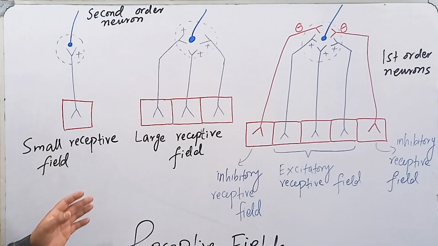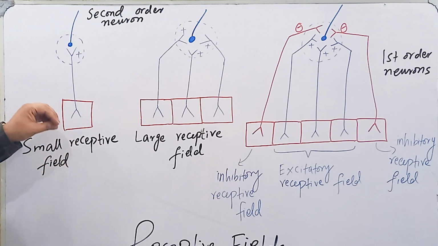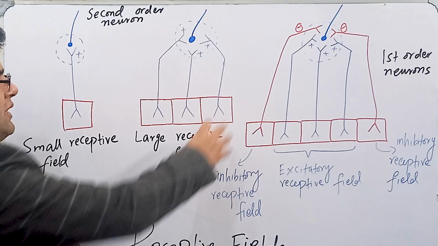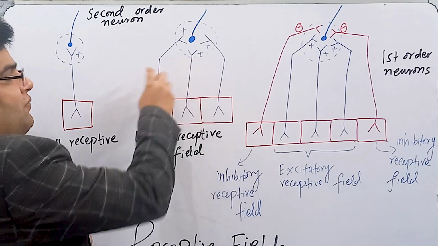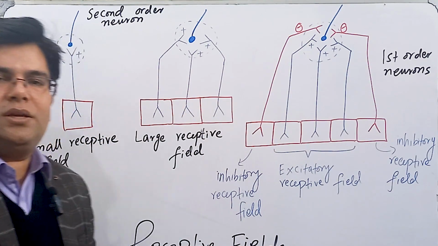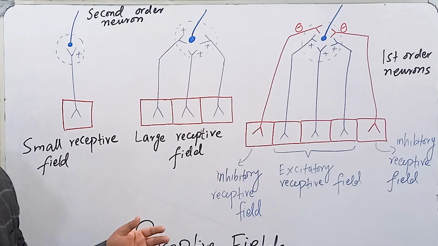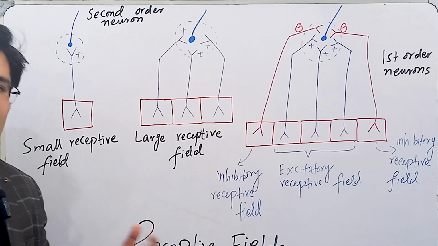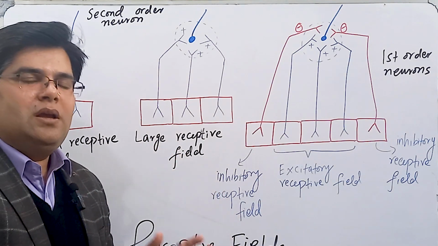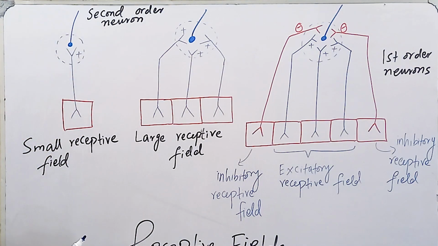This is a smaller receptive field, which means that the nerve endings of one sensory neuron are more densely located in this smaller area. But here in this larger area, the endings of one sensory neuron, or its receptors, are less densely located. So it means if a receptive field is smaller, the receptors will be more densely present, and if a receptive field is larger, the receptors will be less abundantly present, or there will be less density of receptors.